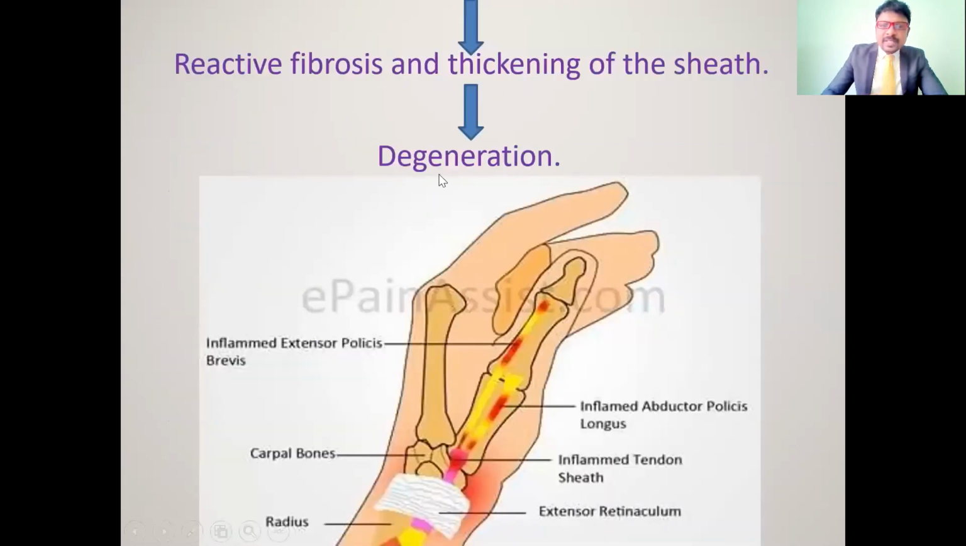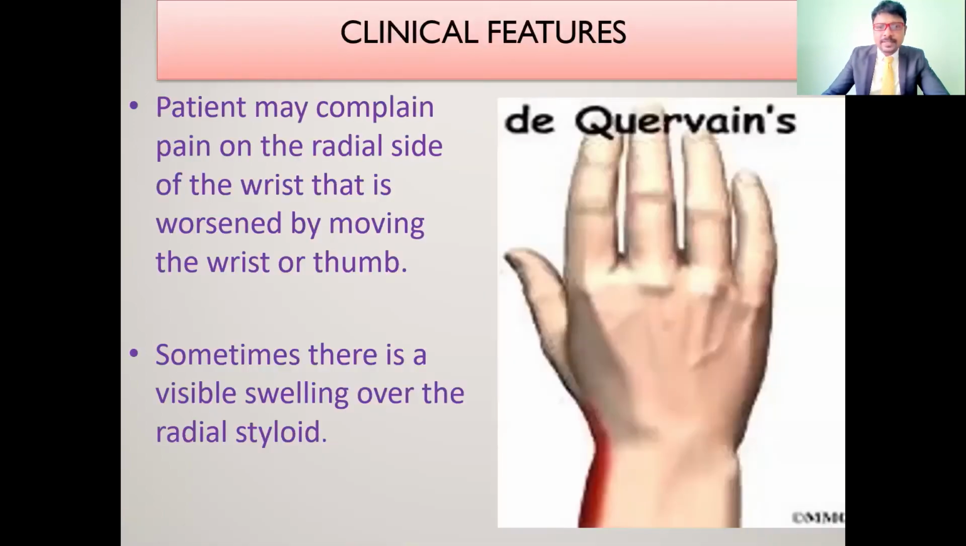So this inflammation gives reactive fibrosis and thickening of the sheath. Fibrosis may happen, and the sheath also thickens. So it leads to degeneration of the synovial sheath, and the extensor retinaculum also degenerates. In those conditions, it may give severe pain, and the person is unable to do functional activities, and restriction of all movements may happen in the thumb. So those are the main pathological changes in de Quervain's syndrome, also called tenosynovitis.